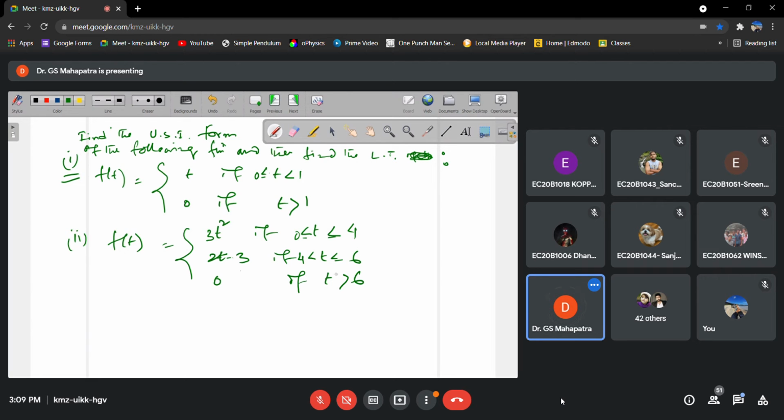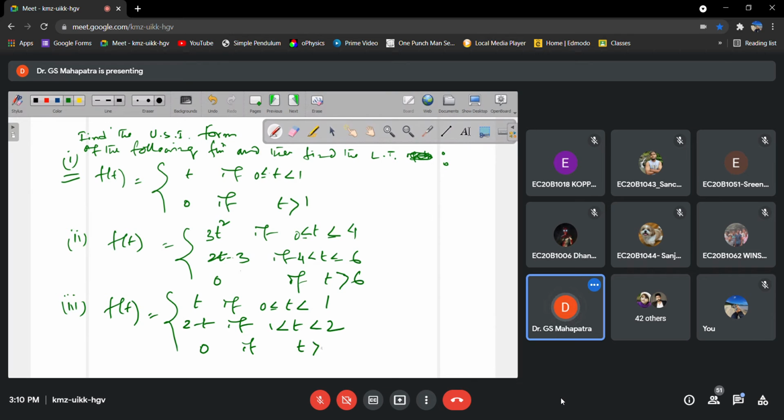Third problem, f of t equals t if t is greater than or equal to 0 and less than 1, 2 minus t if t is greater than 1 and less than 2, and 0 if t is greater than 2. These 3 problems.